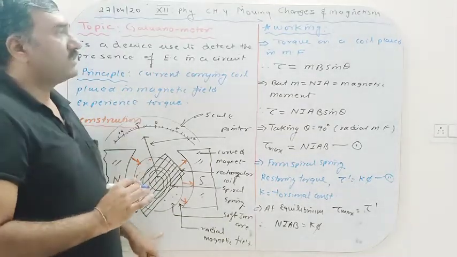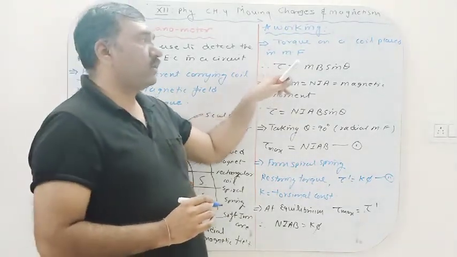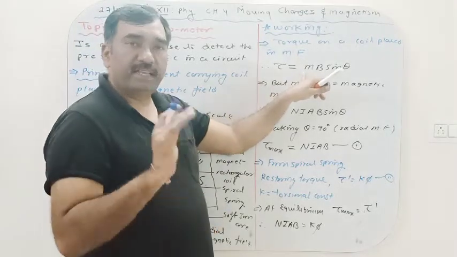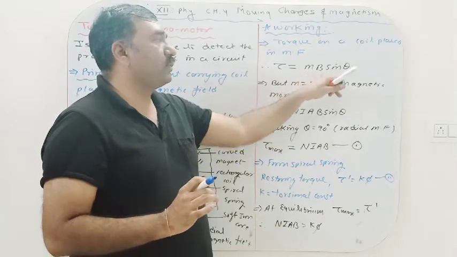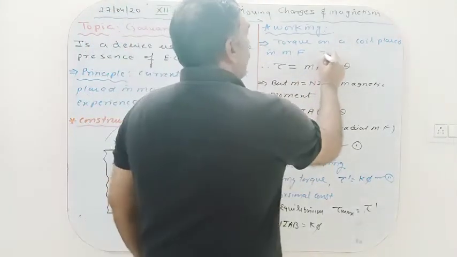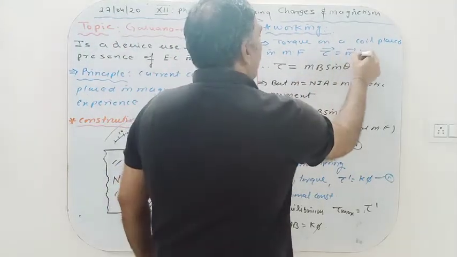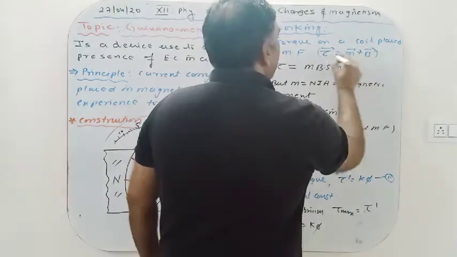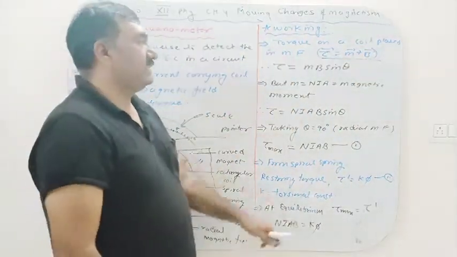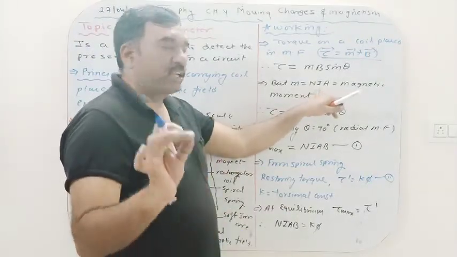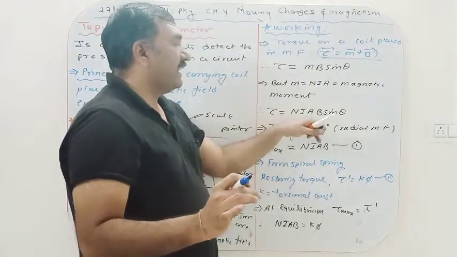So how does it work? When a coil of magnetic moment M is placed in a magnetic field, it experiences torque. Tau is equal to M cross B. And the magnitude of the torque is tau equal to MB sin theta. What is M? It is the magnetic moment. So tau becomes NIAB sin theta.